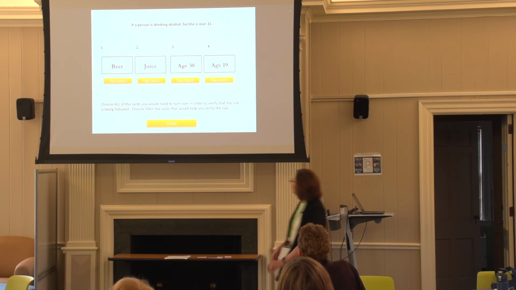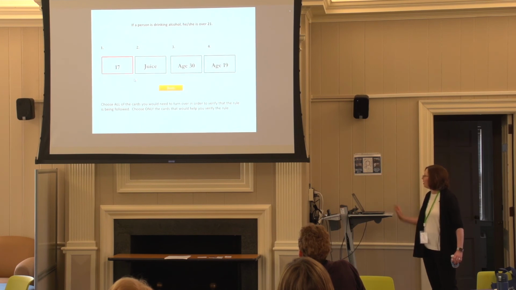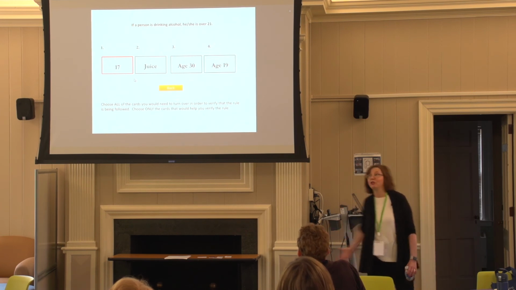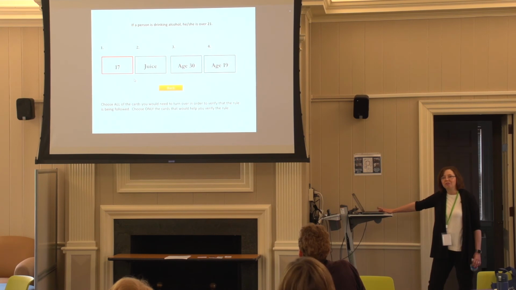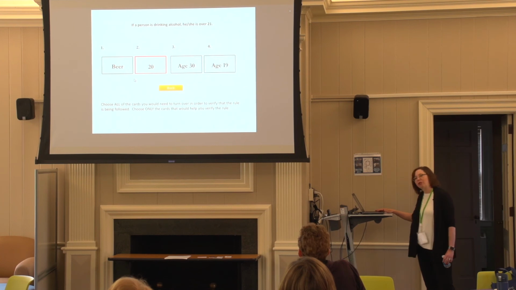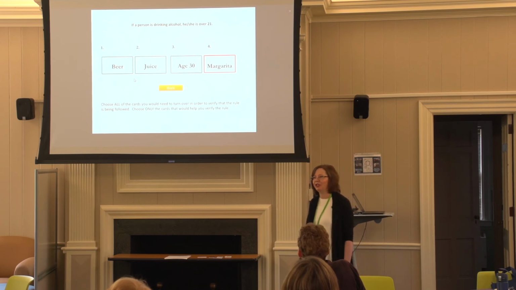Okay, all right. So do we want to check this card, the beer card? All right, so if we flip over beer and there's 17, oh my gosh, rule is being broken, big time. What about the juice? Do we check the person who's drinking juice? Right, because they can be any age, doesn't matter. What about the person we know is 30? Do we check their beverage? No. And the person who's 19? Check them.